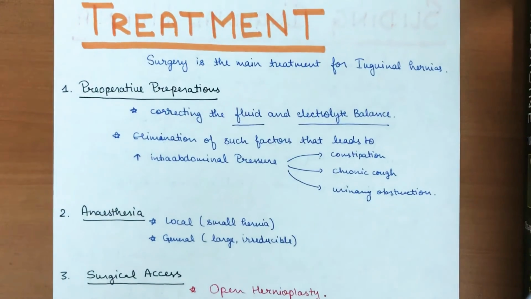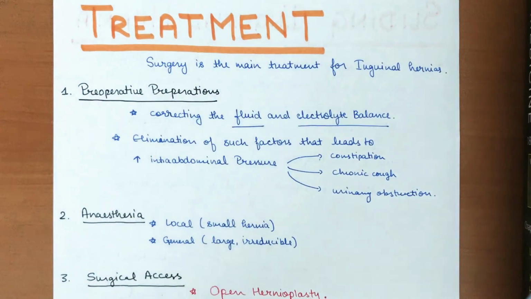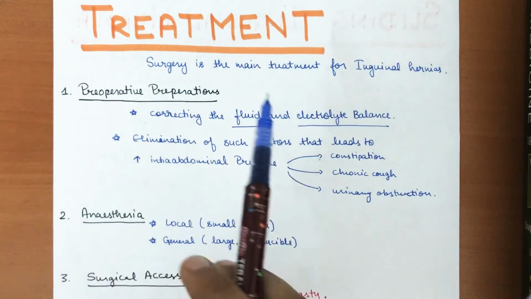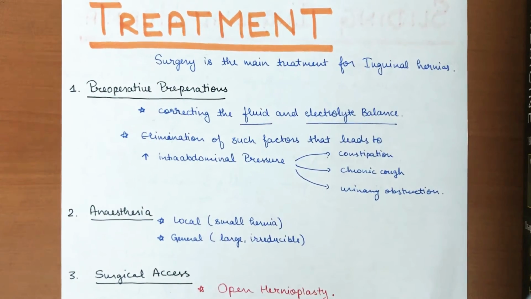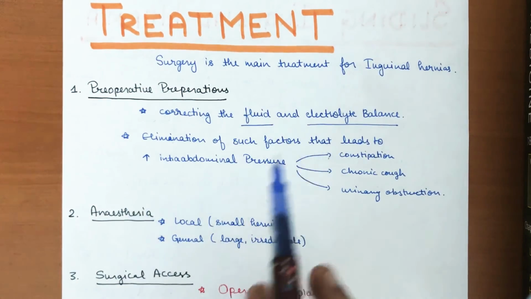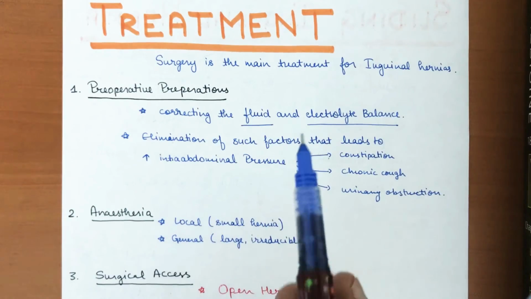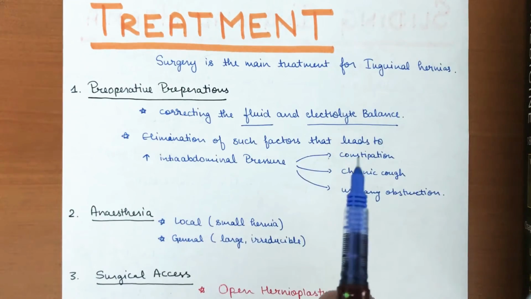Now we come to the most important part for inguinal hernias, that is the treatment. Surgery is the main treatment for inguinal hernias. There is no escaping from surgery. You cannot take tablets for a hernia. Surgery is the ultimate procedure that you, as a doctor, have to do to treat the hernia.